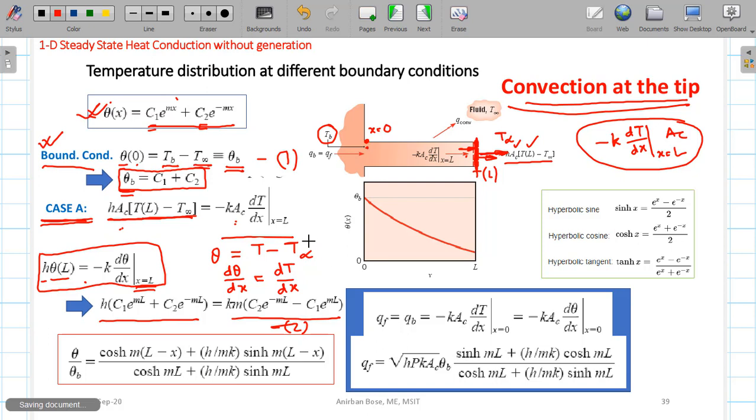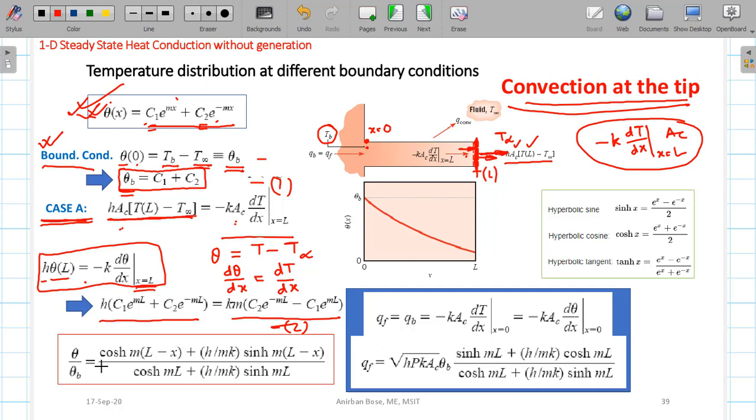Sorry, this is not the first, this is the first equation. So now you have to solve it. If you can solve 1 and 2, then you will get C1 and C2. You just put the value of C1 and C2 here in the final expression.